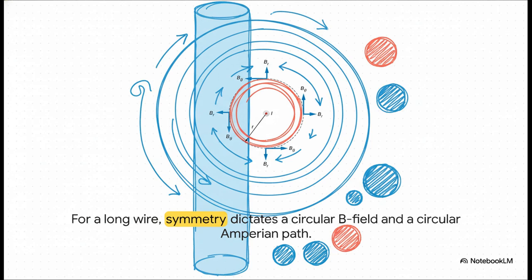So for step 3, what's the smartest possible Amperian path we can choose? A circle, of course. A circle of radius r centered on the wire. Now, why is this so clever? Because on this path, the magnetic field, B, always has the same strength, and it's always pointing in the exact same direction as our path.